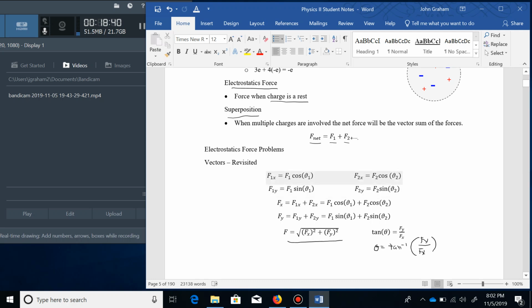Now, this isn't anything really new. If you got through physics 1 and you did forces and broke them down into components, you're just dealing with a different force now. We're just dealing with the electric force instead.